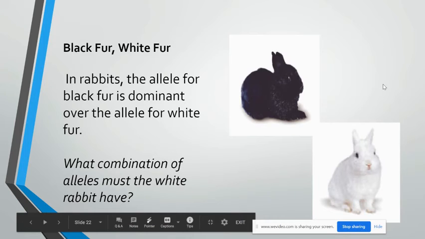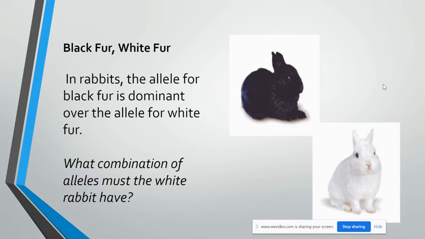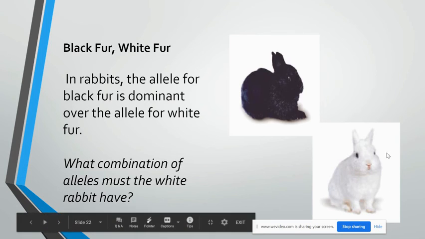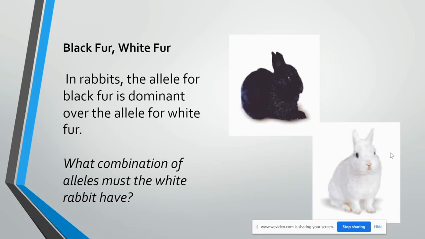So the same thing can be determined and looked at with other characteristics, like black fur and white fur. So in rabbits, the allele for black fur is dominant over the allele for white fur. Okay, so we could say that this black rabbit would probably have two dominant alleles, or it could even have a dominant and recessive allele, whereas this white rabbit would have to have two recessive alleles.